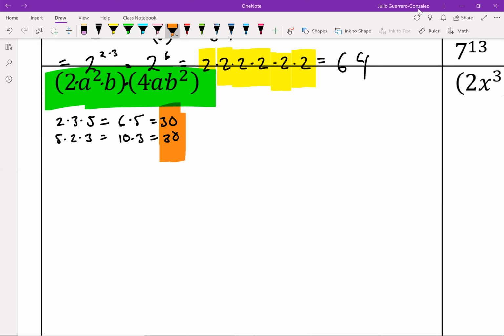Wait, where'd you get the 2 times 3 times 5? Oh, this is just a separate example. Oh, okay. It's to push the idea that for multiplication, so long as it's within a multiplication, you can reorder them however you wish.